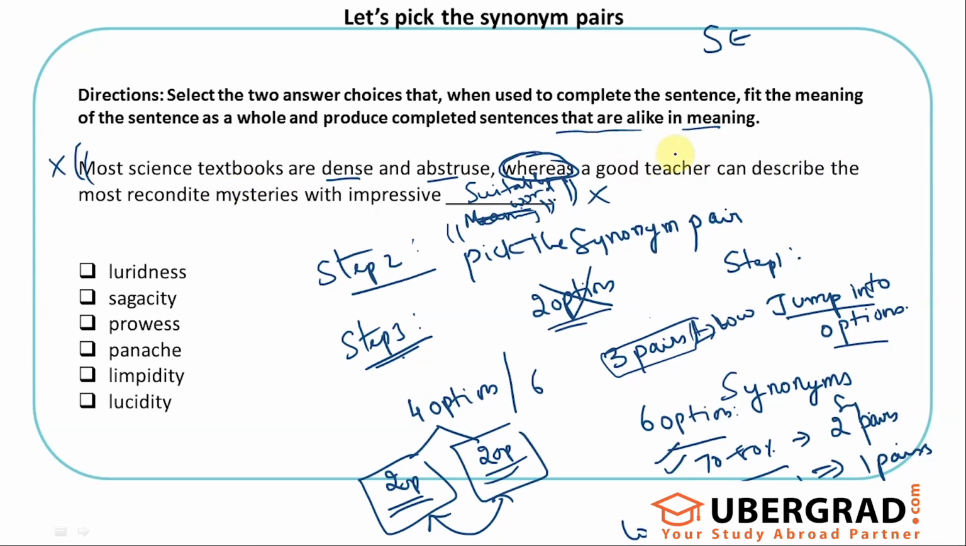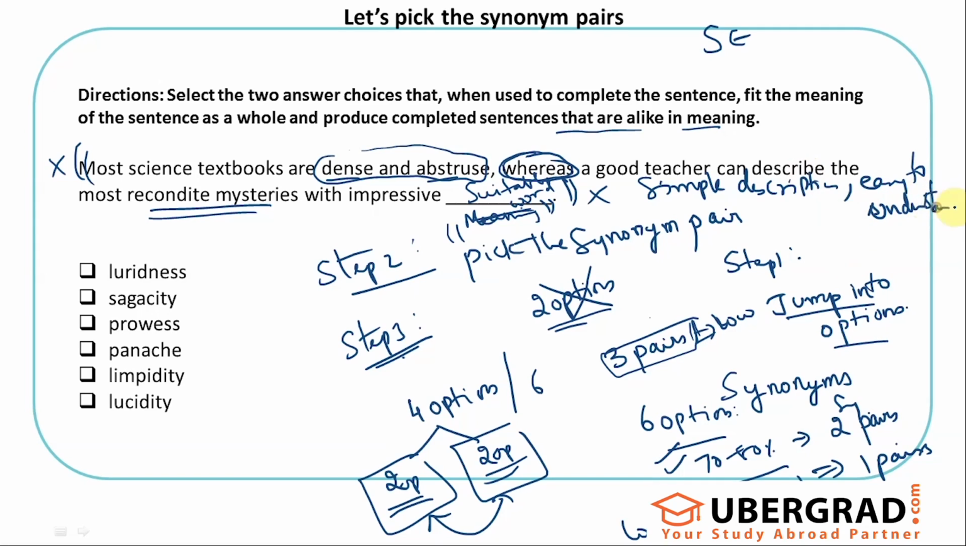what would suit there. So a good teacher is basically saying things are difficult, the science textbooks stuff are difficult to read and understand, but a good teacher can actually describe those tougher stuff, that is the dense and recondite stuff, with impressive teaching, basically in a simple manner, right? If a teacher can describe this complicated stuff with impressive simple words, right? Simple description or simple teaching or easy to understand style, these are the suitable words. So I am not writing one word, see, I am writing some description of the potential word. That is fine, you can easily fill, once you understand what would be a suitable word for that.